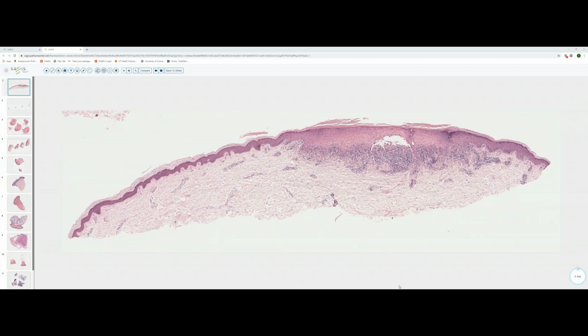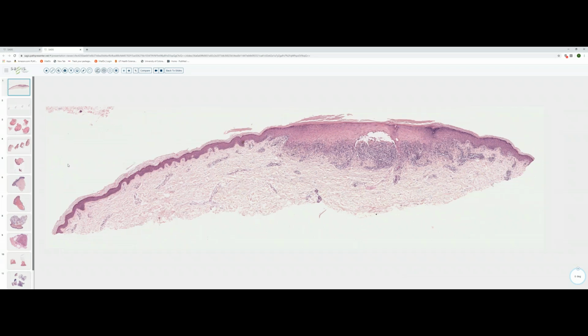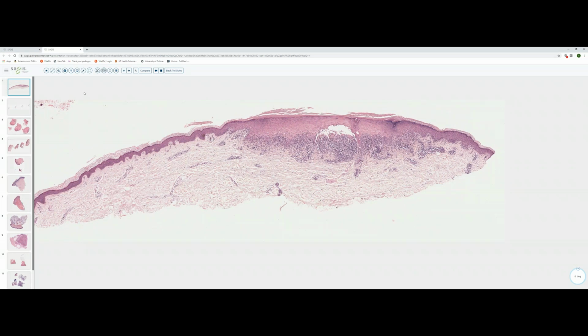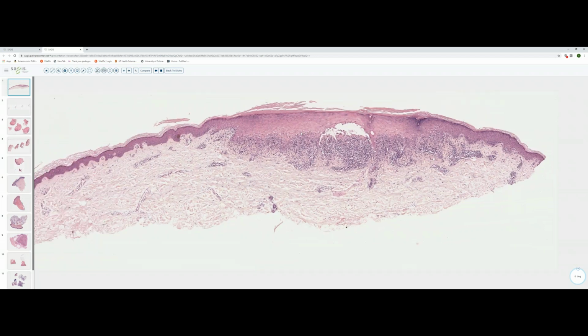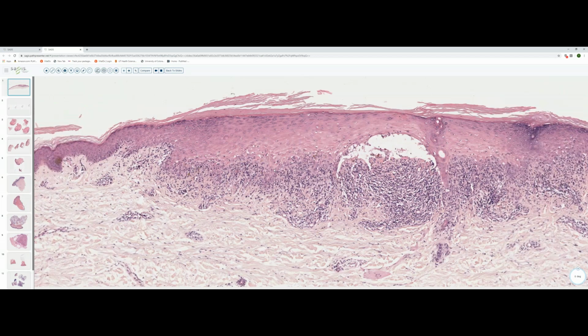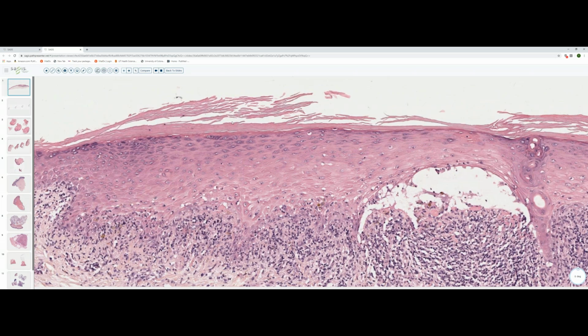Slide 1 is a shave biopsy, clearly an inflammatory process. One can see a superficial perivascular infiltrate with a decidedly lichenoid or band-like infiltrate obscuring the dermal epidermal junction. Not much in the way of an infiltrate deeper in the dermis. If we move to higher power, we can see that the cornified layer is thickened in most areas by compact orthokeratosis.